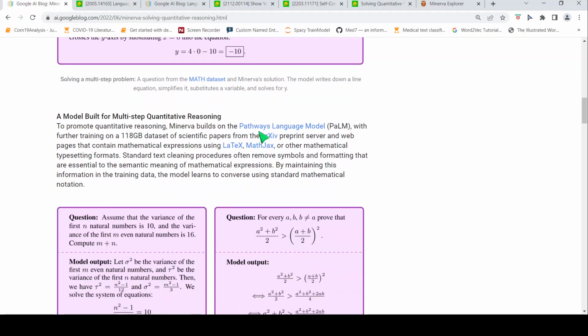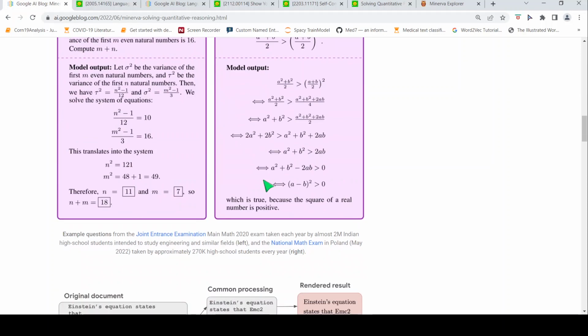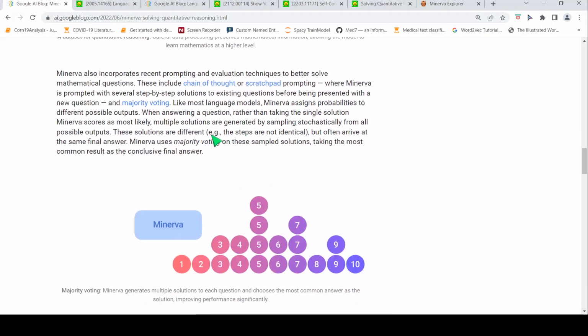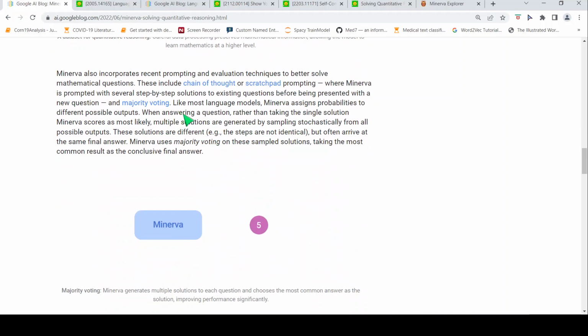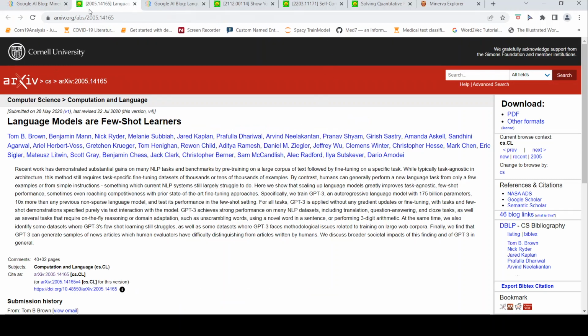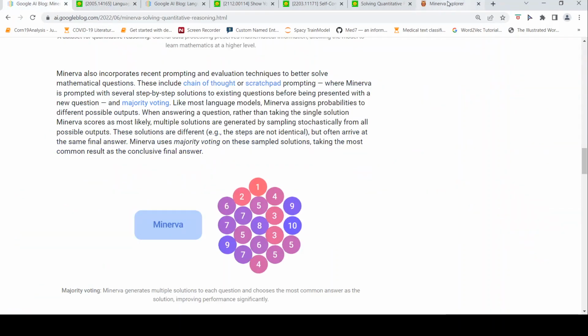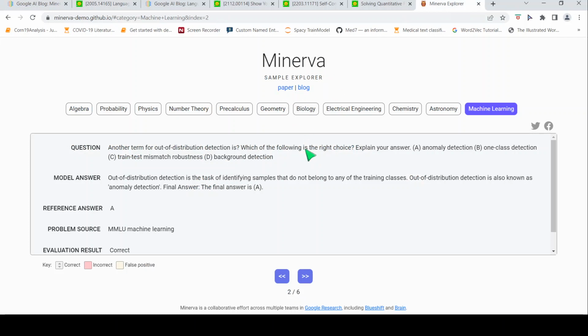Okay. It makes use of a Pathways language model, which is further trained on scientific papers from the arXiv preprint server, which has mathematical expressions. Then they have also done some text cleaning procedures where they don't remove mathematical expressions and symbols. Okay. And they say that this model makes use of chain of thought, scratchpad prompting and everything. So what I will do is that in the link to this video, I'll put this blog. I'll also put the different papers which have been referred over here. You can have a look at it. You can also have a look at this Minerva sample explorer where they have provided solutions to certain selected questions under these various areas.